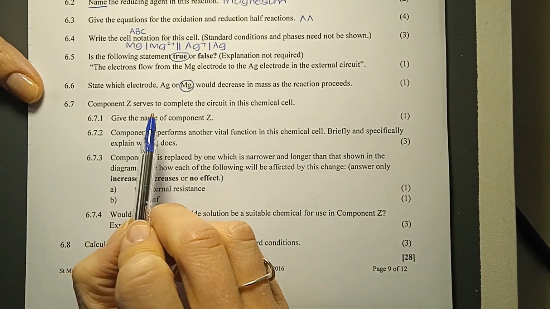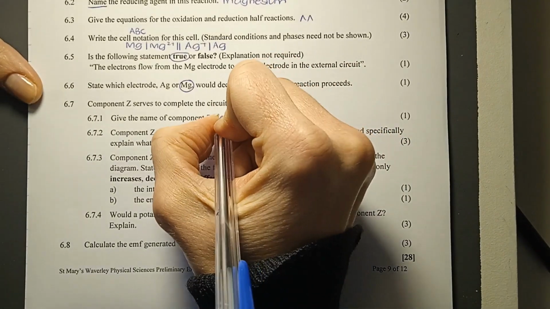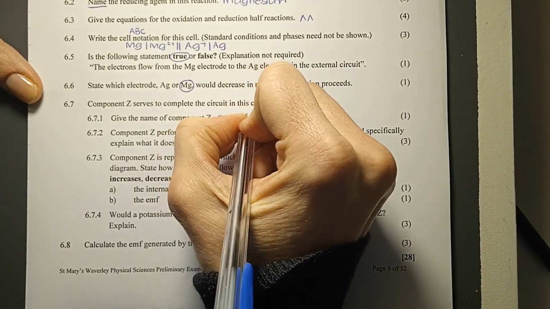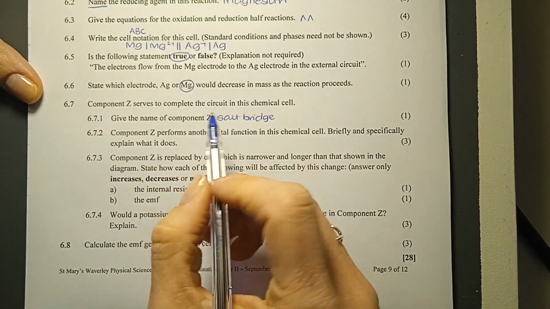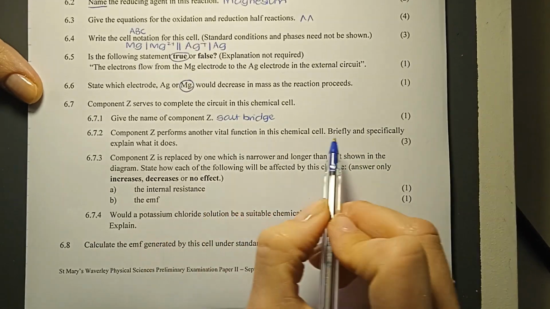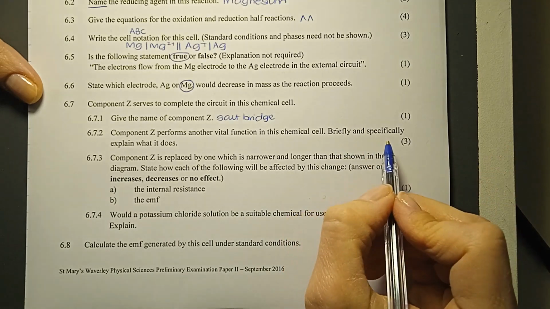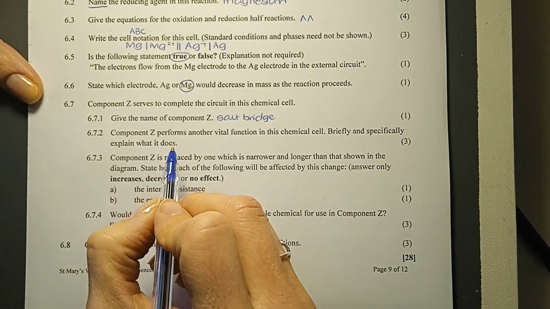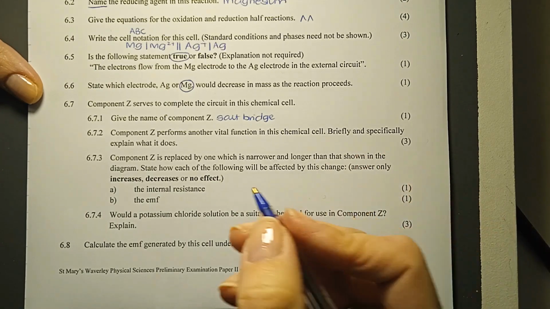And then, component Z serves to complete the circuit in this chemical cell. Give the name of component Z. We already spoke about that. That's a salt bridge. And they say component Z performs another vital function. So the first one is to complete the circuit, as we know. Another vital function is to maintain electrical neutrality. Briefly and specifically explain what it does. So they want to know what it does, but they also want you to explain how it does that.